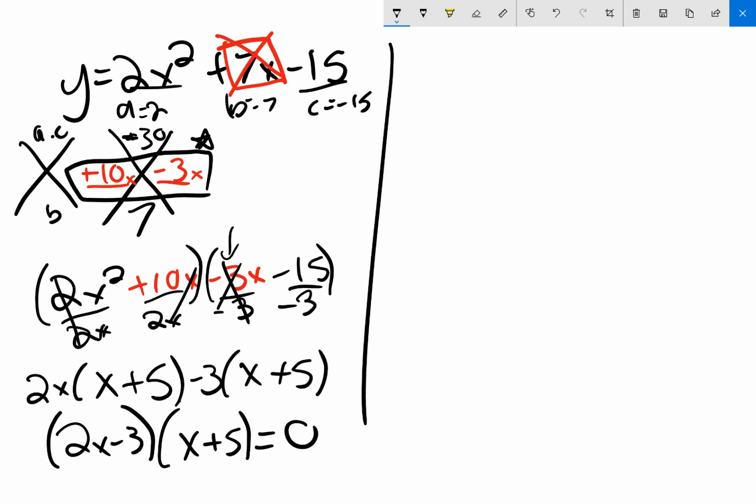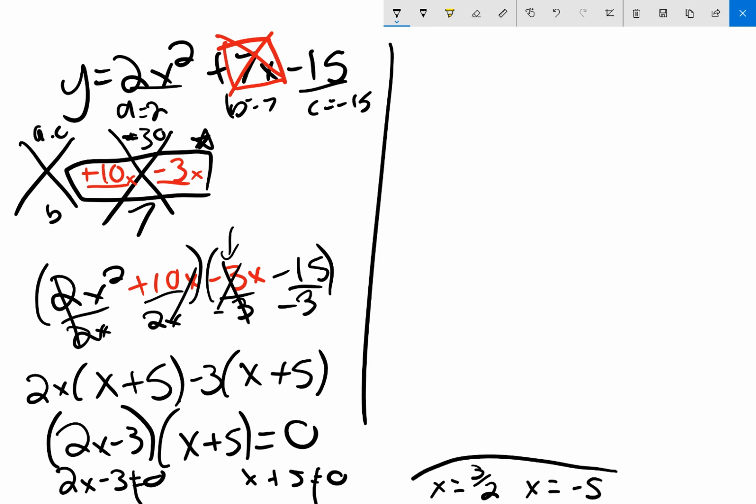But remember, we're not done because these equal 0. So all I got to do is solve both of these equal to 0. So if I take 2x minus 3 and set it equal to 0, and I take x plus 5 and set it equal to 0, you can work them out on your own, I hope, because I don't have any room left there. The two solutions would be x equal to 3 halves and x equal to negative 5.